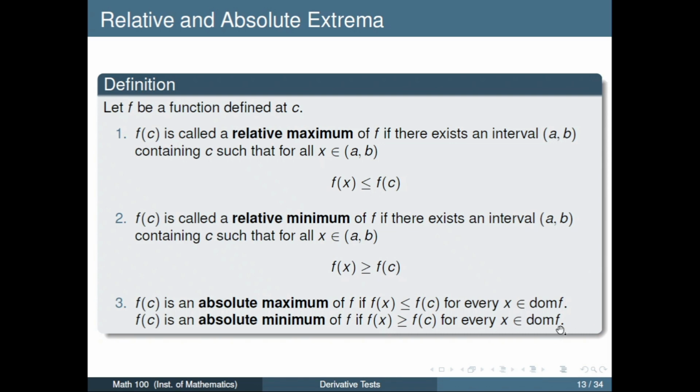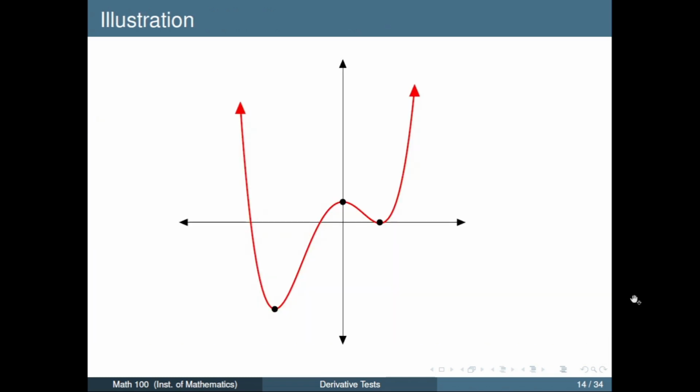So, for the absolute extrema, ibig sabihin, siya yung highest or lowest point for the whole domain of our function. So, for relative extrema, ito yung pinakamataas or pinakamababa for some parts of our graph. But for absolute extrema, ito yung pinakamataas or pinakamababa for the whole graph of f. Okay? Let's illustrate the relative and absolute extrema by observing this graph. We have 3 special points here.